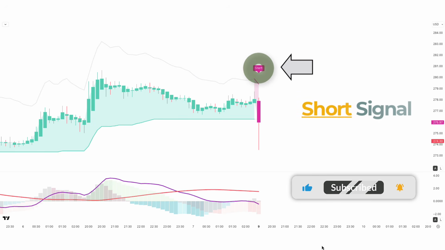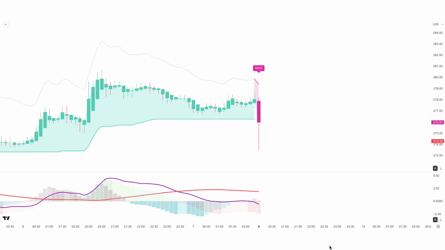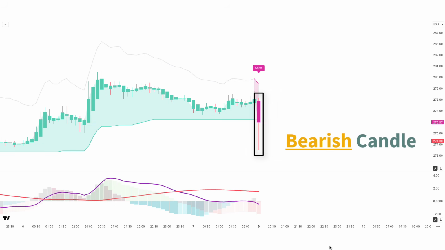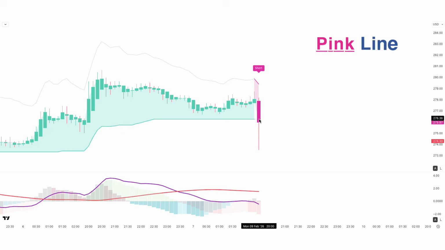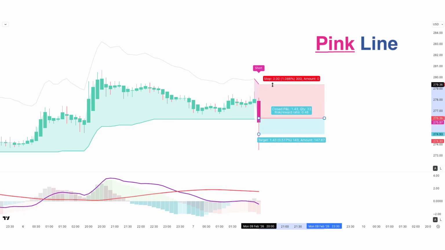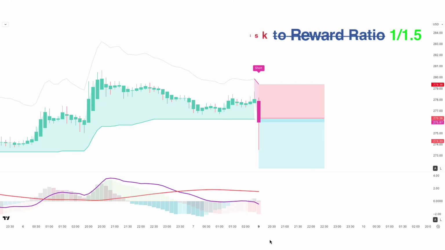When the Trend Following Volatility Trail arrow of this indicator is a short signal, when the red line of Zero Lag Multi-Time Frame is above the purple line, when the market forms a bearish candle. If this condition is fulfilled, then we will place a sell order. Our stop loss is to be placed at the pink line, and the risk to reward ratio will be 1:1.5.